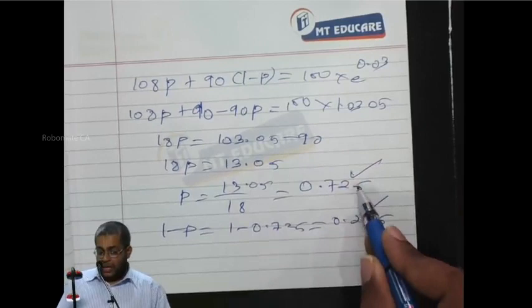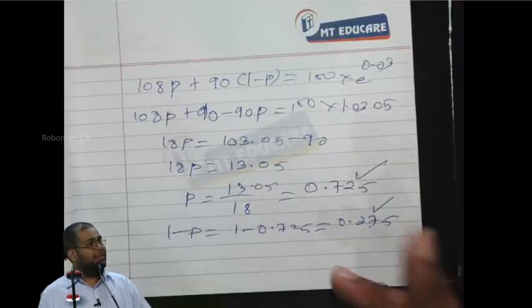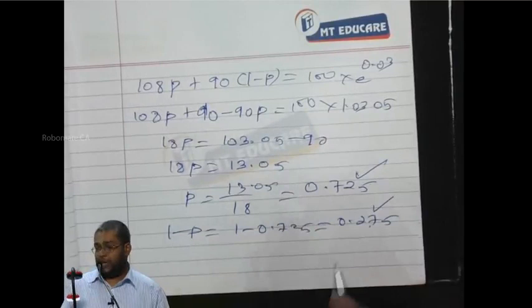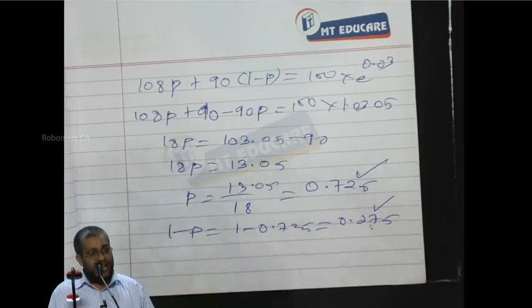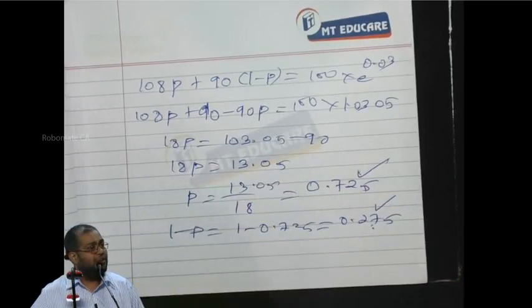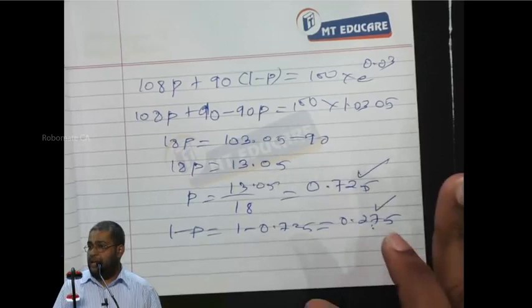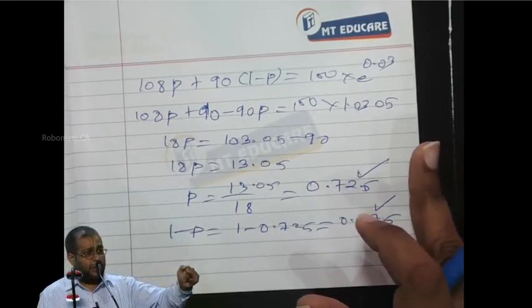If the real probability of 108 and 90 happens to be the risk neutral probability of 72.5% and 27.5%, then my expected FSP will give me a risk free return. Now, if my real probability may be something different, then with real probability the expected return is going to be a risky return. Yes or no?